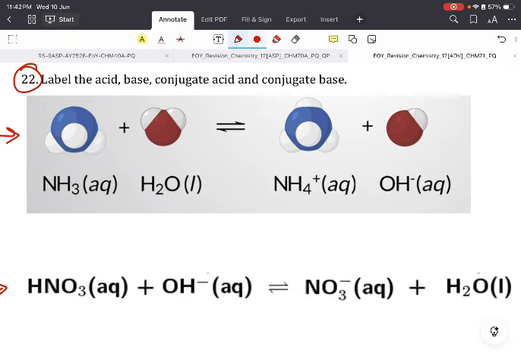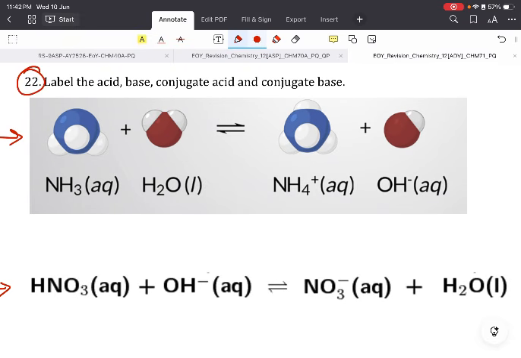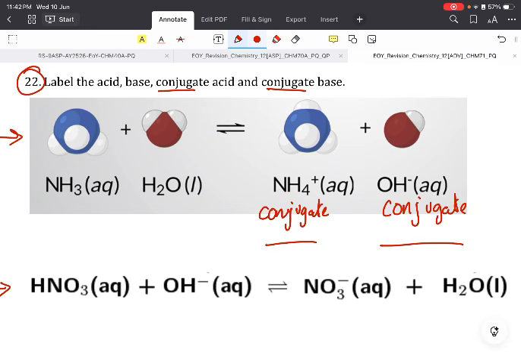When we look at acid, base, conjugate acid, conjugate base, I want you to know that the word conjugate is for the species after the arrow. So this is a conjugate. I will tell you in a minute conjugate what. And this one as well is a conjugate, and it's after the arrow. Now, these two are going to be acid and base.